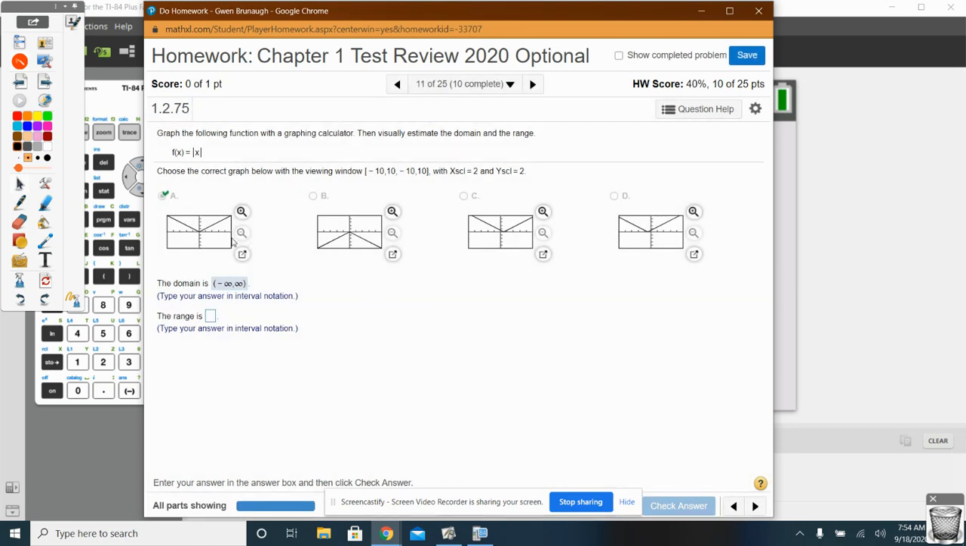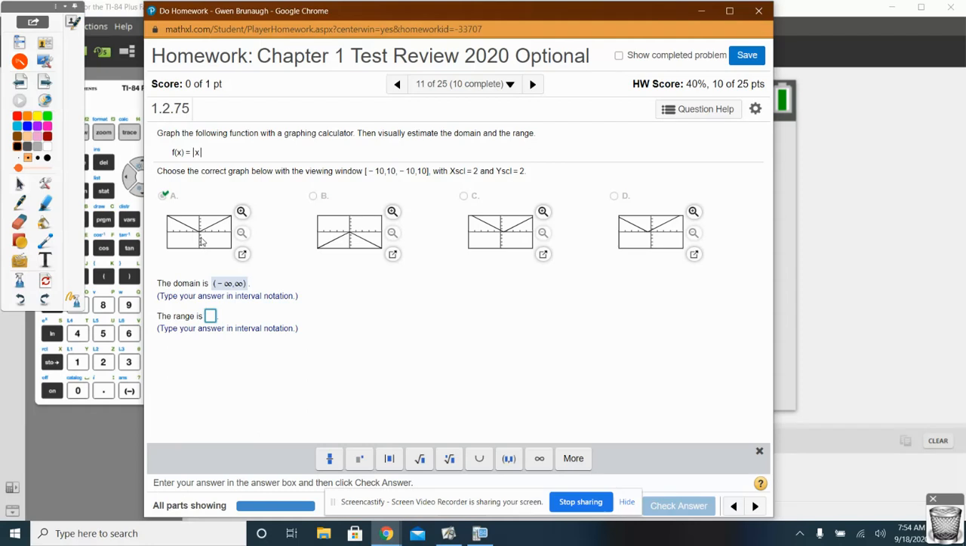As for the range, that's the down up of the graph. This one definitely bottoms out. Its bottom level is 0. So I'm going to do a square bracket, and then it goes up to infinity.